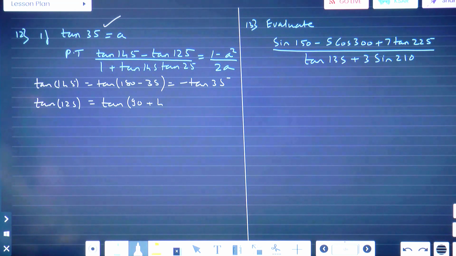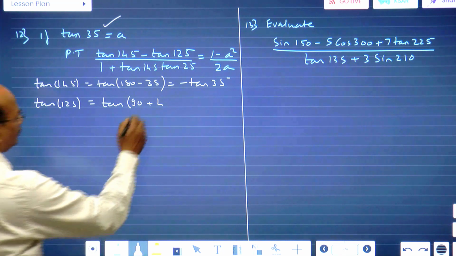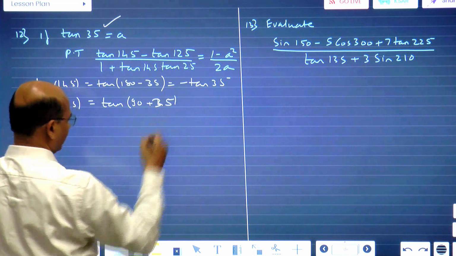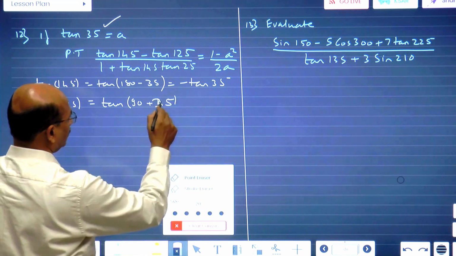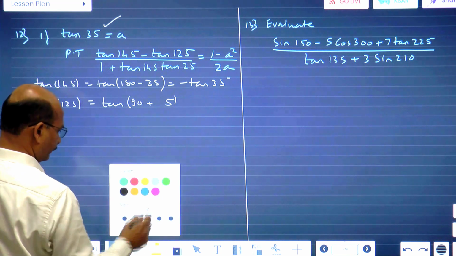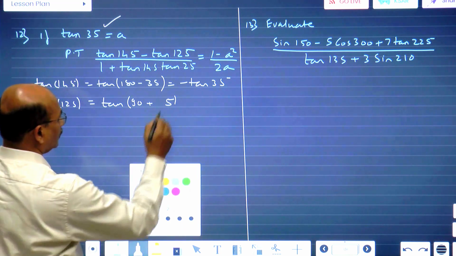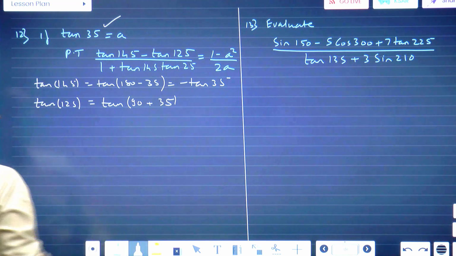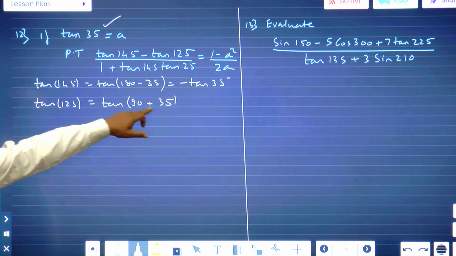Something is missing there. Tan of 125. No sir, tan 90 plus 35. 35, sorry. Thank you. This is 35. Okay, tan 90 plus 35 is 125. So 125 I wrote like this.